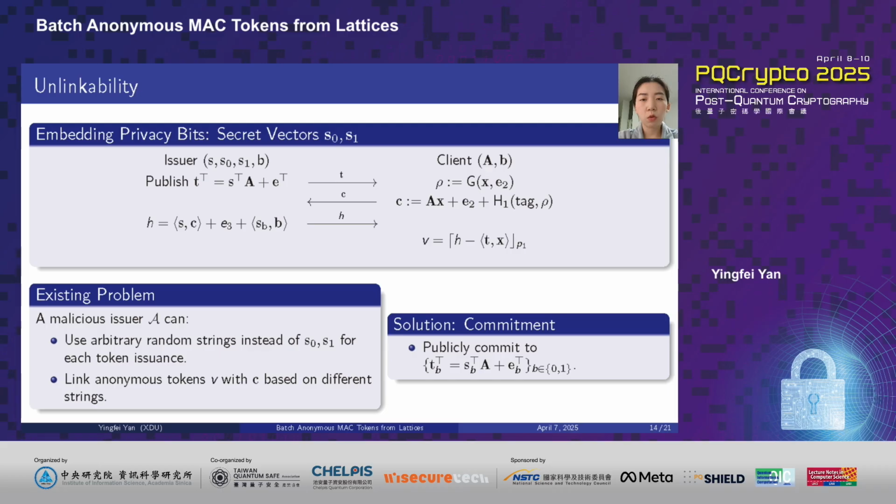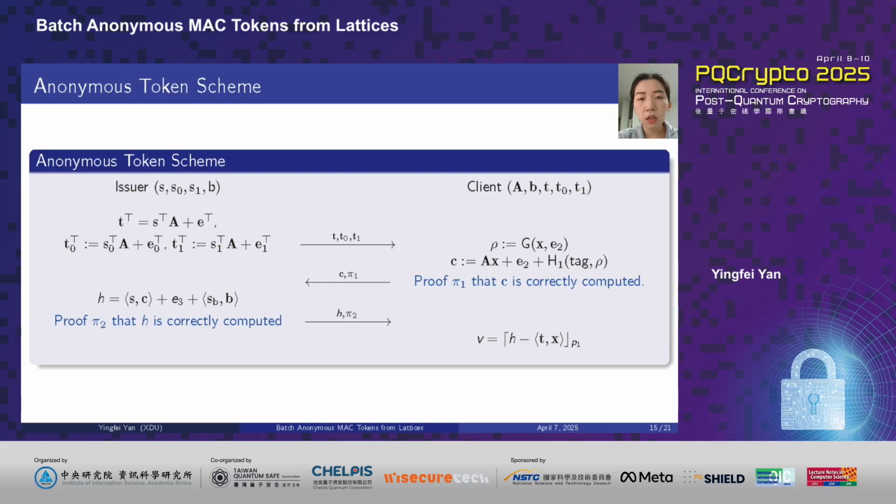So the fix: we use dual vector commitment. We force the issuer to publicly commit to both secret vectors, for B equals 0 and 1. Then, prove during issuance that the bit-dependent S bit matches either S0 or S1 in the commitment. By anchoring S0 and S1 to public parameters, we eliminate the issuer's ability to inject tracking marks while preserving the metadata bit functionality.